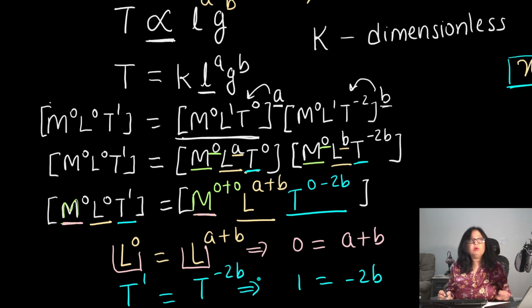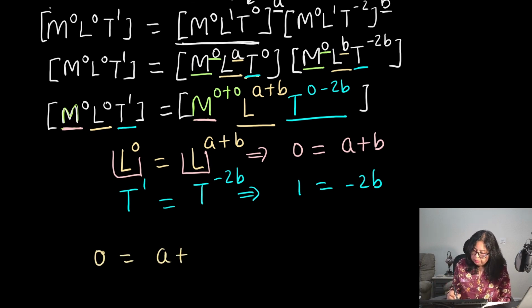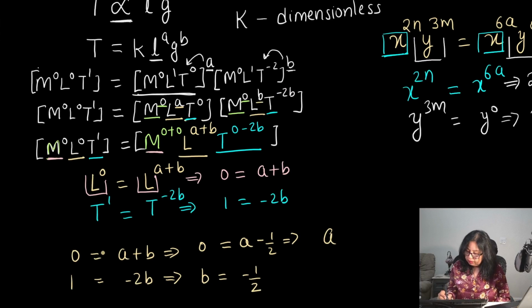All I'm doing is equating the powers because the bases are the same. Now, let me quickly rewrite these. 0 equals a plus b and 1 equals negative 2b. The second equation gives me b equals minus 1 half. If I insert that in the first equation, what does that give me? 0 equals a minus 1 half. Solve this and you will get a equal to 1 half. Okay, so I got my a to be 1 half and b to be minus 1 half.